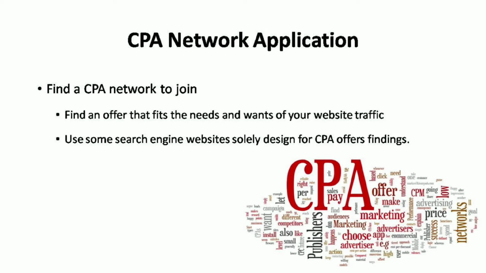In order to easily accomplish this, you could use some search engine websites solely designed for finding CPA offers. Two of the most prominent sites like this are OfferVault and ODigger. You only have to enter the keyword and then the results related to your keyword will be displayed. So for instance, if you searched games on those sites, CPA offers related to games will be displayed.